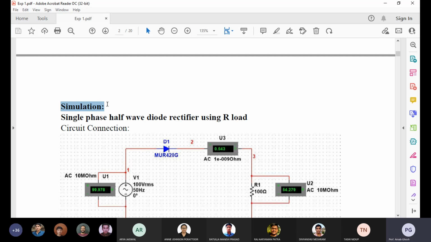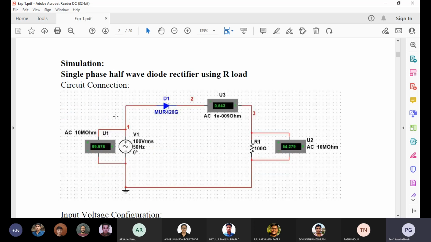Here you can see the simulation. We can see the simulations are starting. Okay, so what is your input voltage? Everything is given: 100 volt RMS, 50 hertz. Okay, so this is the measurement. The RMS value you are getting over here.